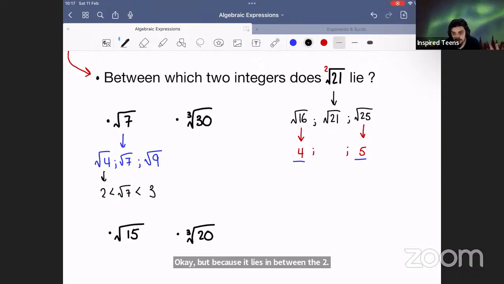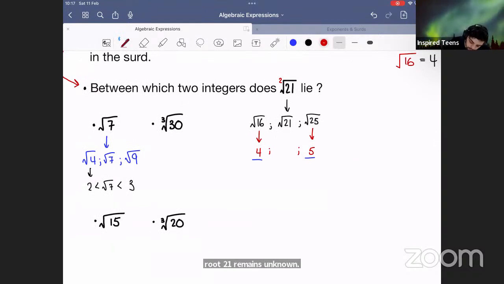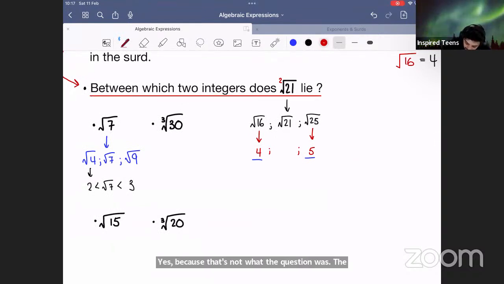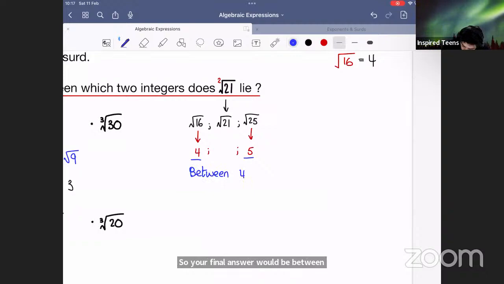So square root 21 remains unknown? Yes, because that's not what the question was. The question is, between which two integers does root 21 lie? So your final answer would be between 4 and 5.